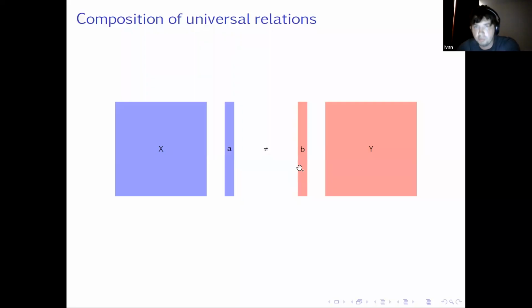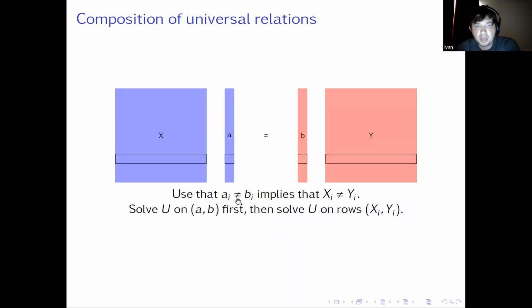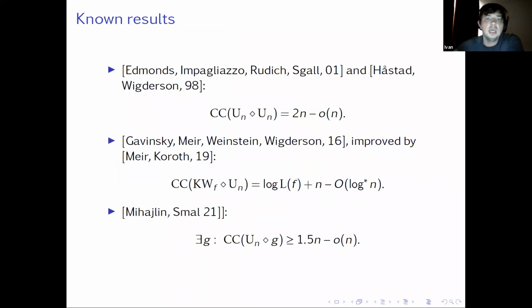So how can we solve this? How can we find a bit of difference between X and Y? Well, we can use the fact that if A_i is different from B_i, then the corresponding rows are different. Then we can solve a universal relation on the vectors, first finding a bit of difference, and then solve the universal relation on the rows of the matrix. In this sense, the protocol has the feeling of what the composition of functions is doing. The question was, can we say something at least about this? Lucky for us, we actually can prove a bunch of stuff about it.